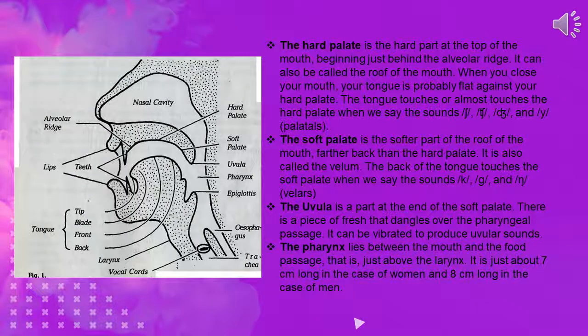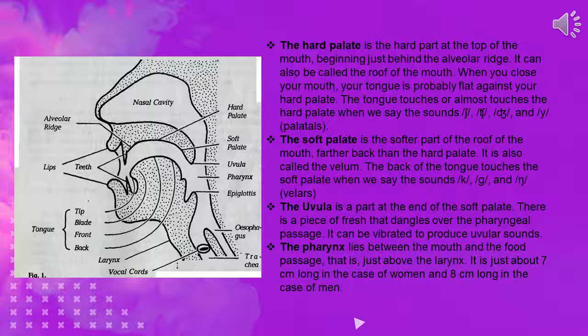The hard palate is the hard part at the top of the mouth, beginning just behind the alveolar ridge. It can also be called the roof of the mouth. When you close your mouth, your tongue is probably flat against your hard palate. The tongue touches or almost touches the hard palate when we say the sounds sh, ch, j, and y. The soft palate is the softer part of the roof of the mouth, further back than the hard palate. It is also called the velum. The back of the tongue touches the soft palate when we say the sounds k, g, and ng, or velars.